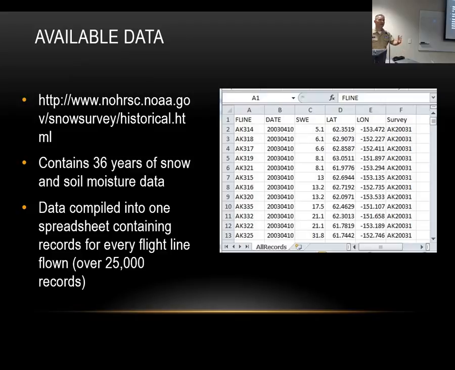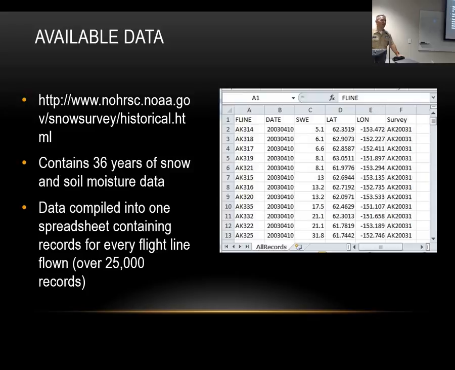All right, anybody can go to the NORIS website, click on the Airborne tab, and go to historical data, and you can see everything that I used. It goes back to 1980. The data are in a couple of different formats, so what I had to do was combine those 36 years of data into one file. The files themselves only contained the line name, the date it was flown, and the snow water equivalent. I wanted a little bit more than that if I was going to do spatial analysis, so I had to go find the master flight line shapefile, which is also available on the website.